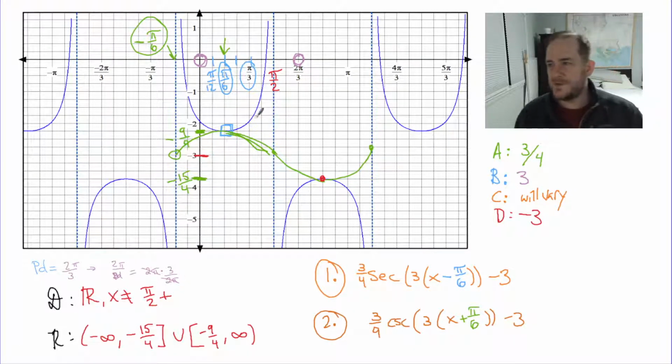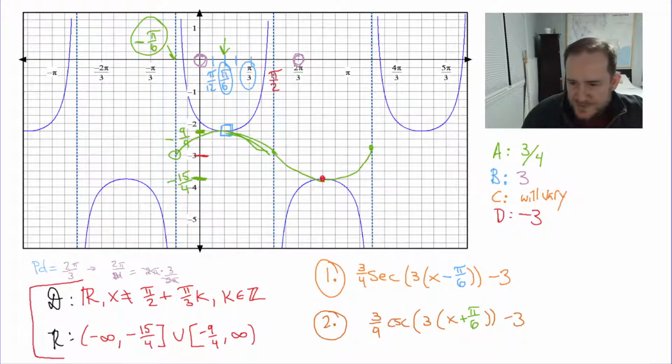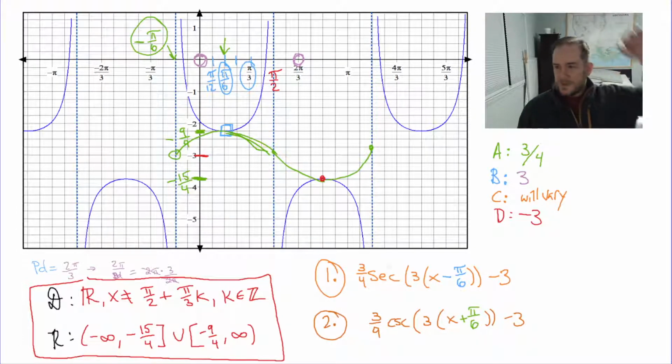Then for secant or cosecant equations, we want to add on just half of a period to get to the next asymptote. So we had a period of 2 pi over 3. That means half of our period is pi over 3. So we need to add on pi over 3 k, where k is an element of the set of integers. So there's your domain and range. And here are your equations.